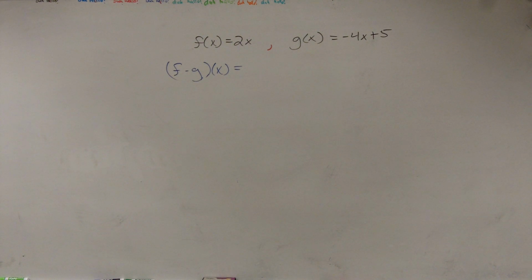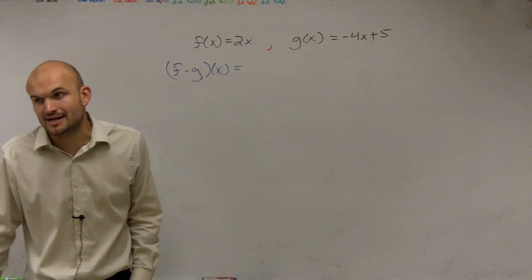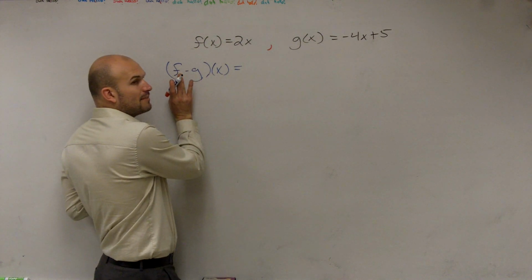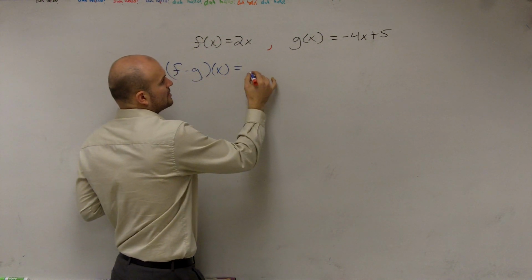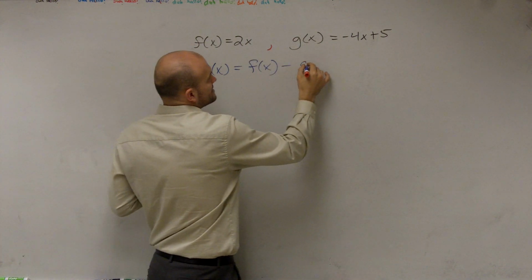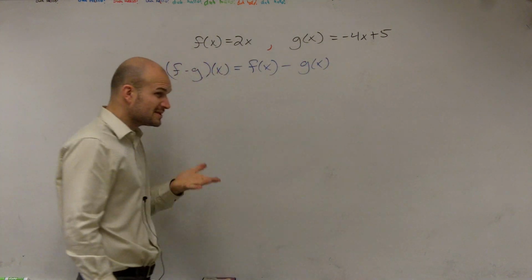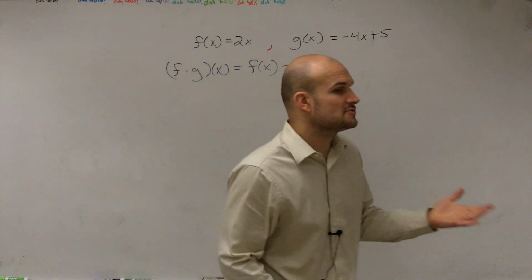So when I look at something that's in this notation, f minus g of x, what that's exactly stating is my f function minus my g function of my function x. So that's going to be f of x minus g of x. Now this one gets a little bit more difficult because here's where a lot of students are going to make their common mistakes.